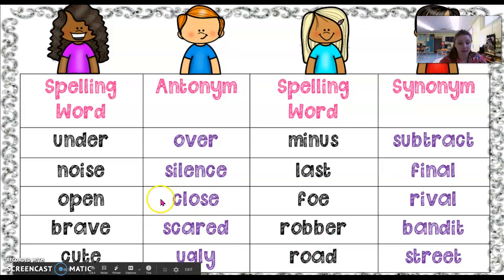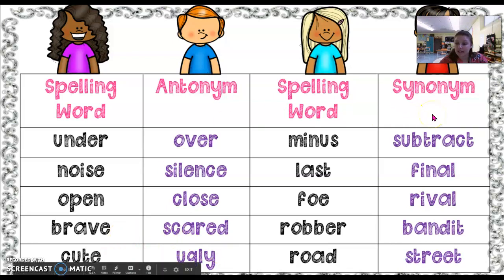Let's start with our antonym column. Antonym means opposite. The opposite of over, our spelling word, is under. The antonym of silence, our spelling word, is noise. The antonym of close, our spelling word, is open. The antonym of scared, our spelling word, is brave. And the antonym of ugly, our spelling word, is cute.